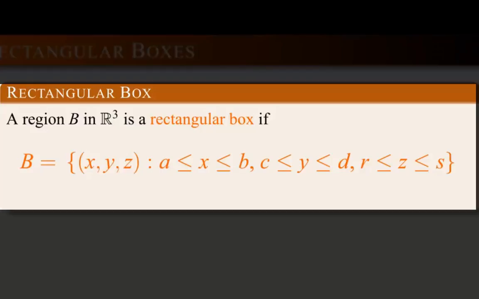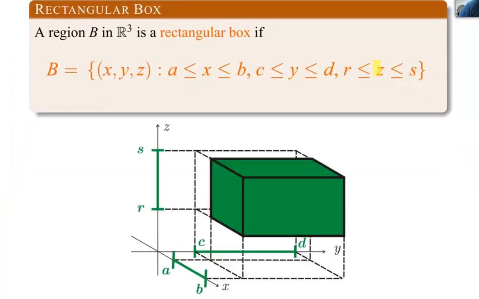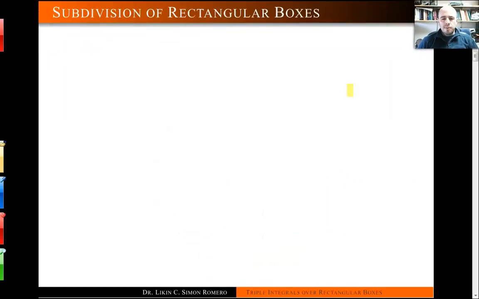First of all, what is a rectangular box? A rectangular box is a region in three-dimensional space that looks like this. x moves between two constant numbers, y moves between two constant numbers, and z moves between two constant numbers, and what you get geometrically is a box.